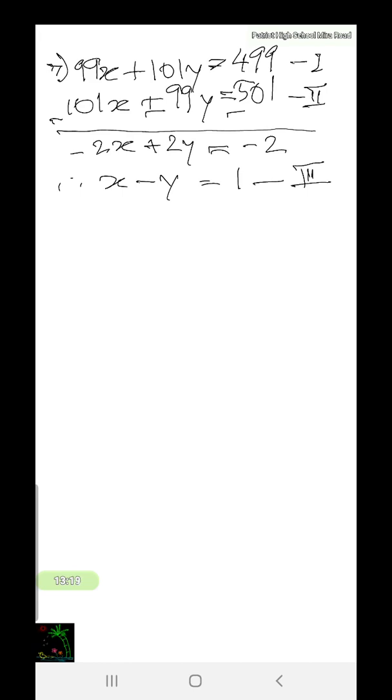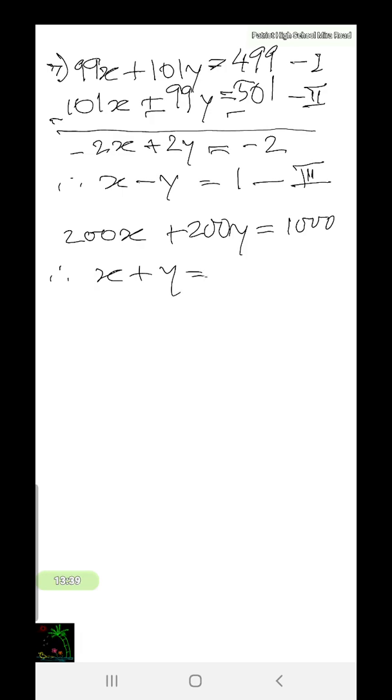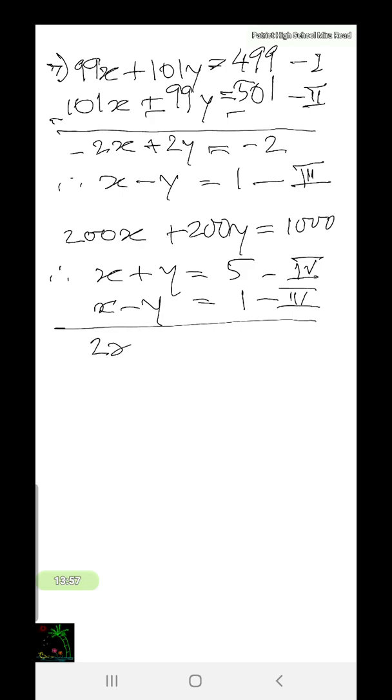Now adding equation 1 and 2, we have 200x plus 200y is equal to 1000. Therefore, dividing the equation by 200 throughout, we have x plus y is equal to 5. This is our equation number 4. Writing equation 3 just below it, we have x minus y is equal to 1. This is equation 3. Adding equation 3 and 4, we have 2x is equal to 6. Therefore x is equal to 3.